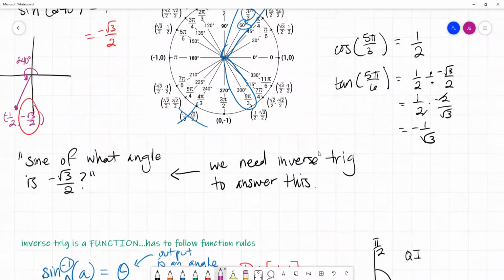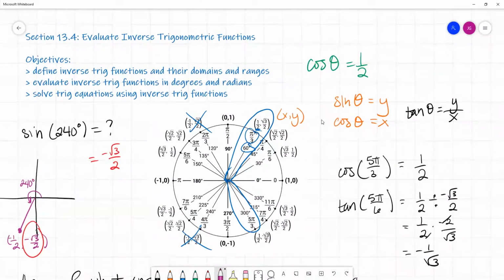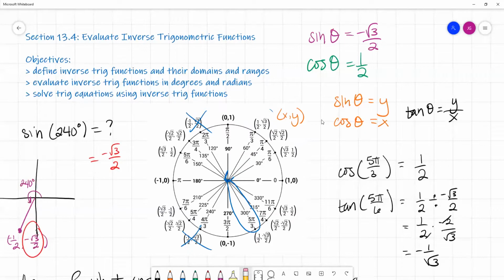Let's go back to our unit circle up here. And I'm going to write my goal, sine of what angle is negative root 3 over 2, in this purplish color. Okay, so I'm looking for a y value, since it's sine of theta, of negative root 3 over 2. So I'm looking for a negative root 3 over 2 in the y values.